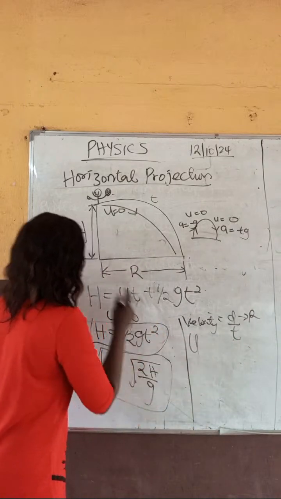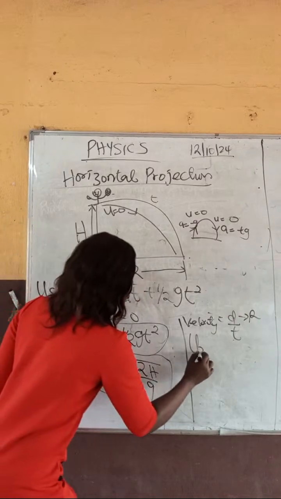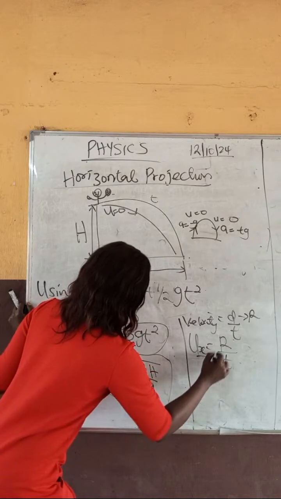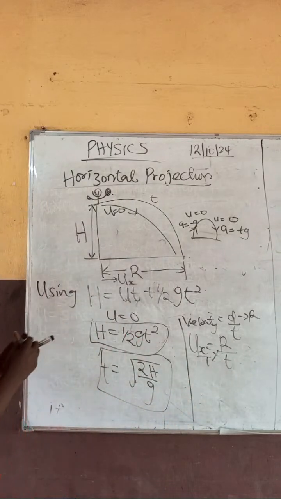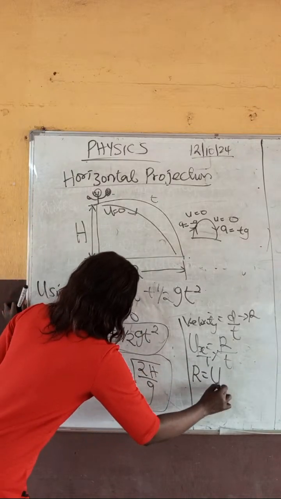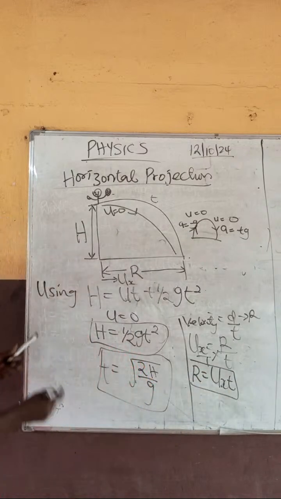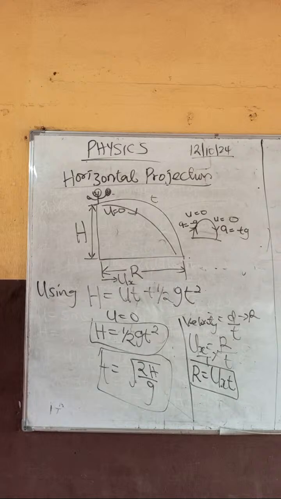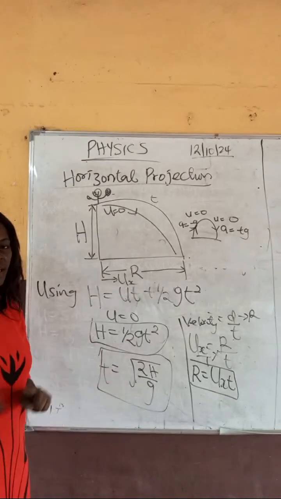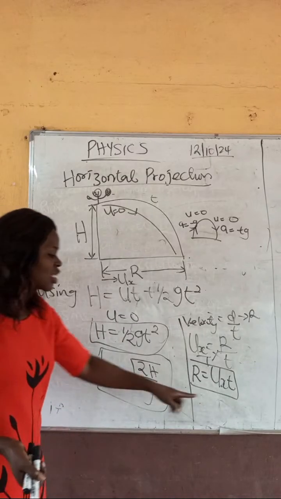But the velocity we are looking for here is the horizontal velocity. That is, Ux is equal to r over t. If I cross multiply, making the range the subject, I will have the range is equal to Ux times t. So these are the three things you have to consider under horizontal projection. You can be asked to find the height, like the last question we just saw, but you cannot solve for the height without getting your time.